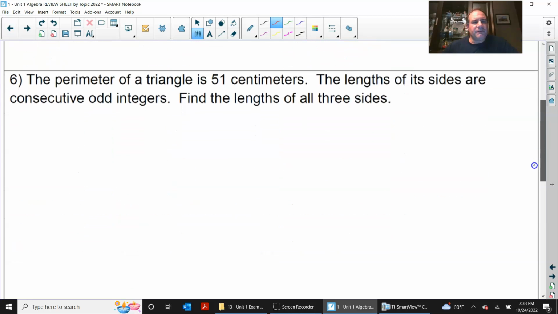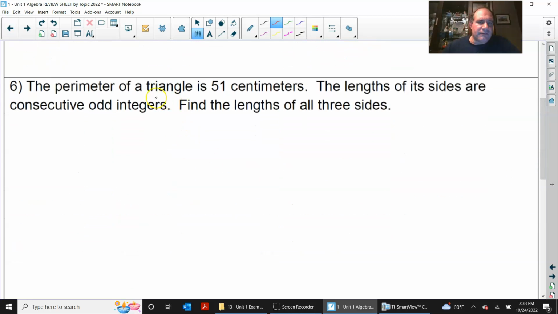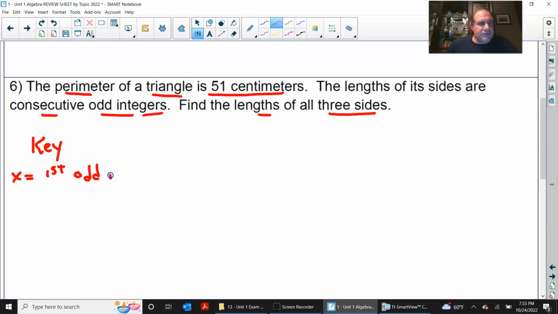Number 6, the perimeter of a triangle. The perimeter of a triangle, perimeter, add up all the sides, is 51 centimeters. If the lengths of its sides are consecutive odd integers, find the lengths of all 3 sides. So key. X, first odd integer.